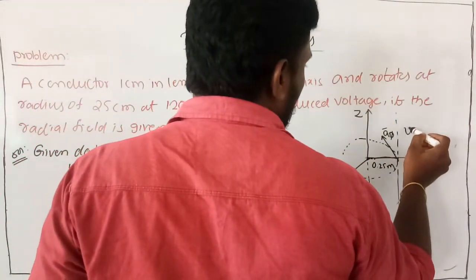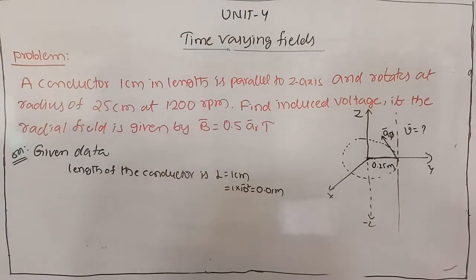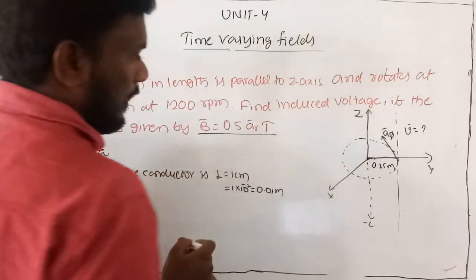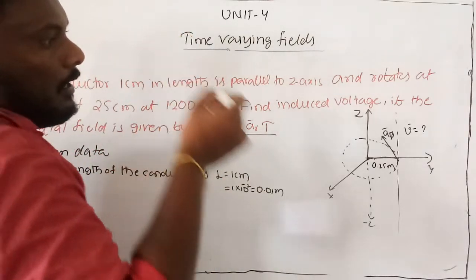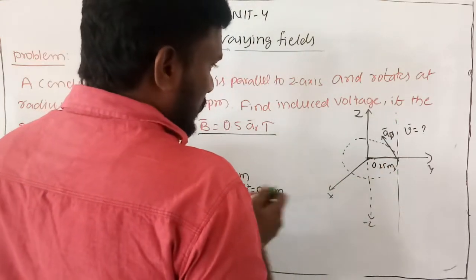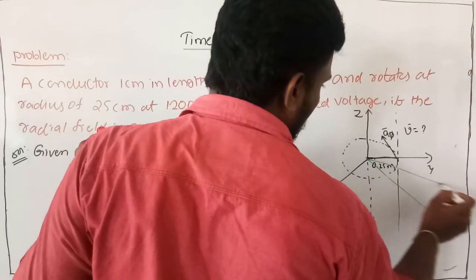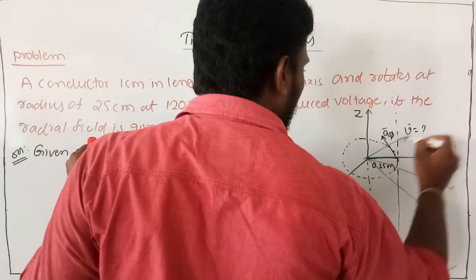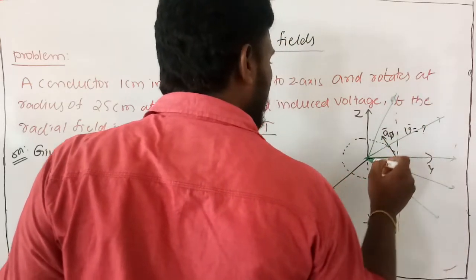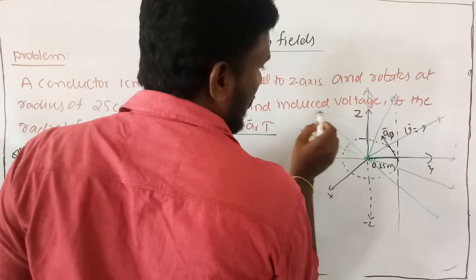So what is the velocity? We need to calculate the velocity of the conductor here and find the induced voltage if the radial field is given. What is the radial field? The radial field has 0.5 magnitude and it is in the a_r direction. As the motion is in the a_phi direction, the a_r direction will be like this. What is the meaning of radial field? It is in the direction of the radius of the cylinder. The radial field will be like this, and the magnetic field is time invariant.